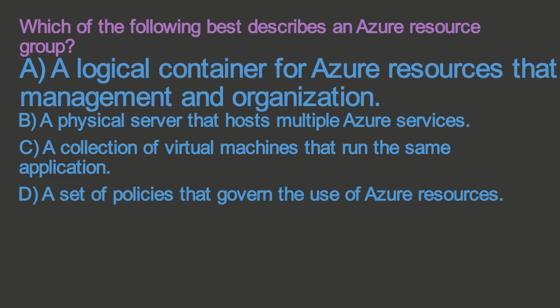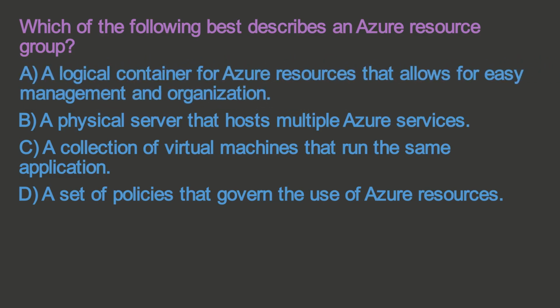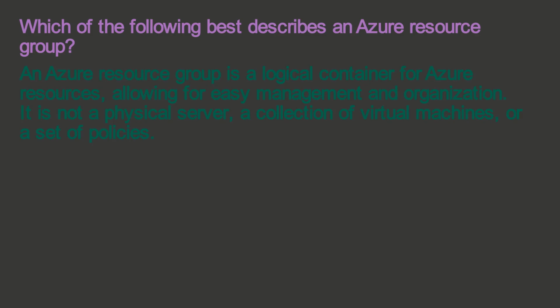The correct answer is A, a logical container for Azure resources that allows for easy management and organization. An Azure resource group is a logical container for Azure resources, allowing for easy management and organization. It is not a physical server, a collection of virtual machines, or a set of policies.